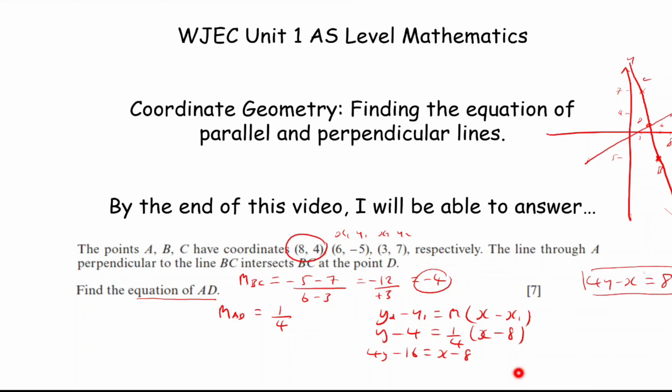Now just to see what this would look like, I'm going to make y the subject, use the gradient and intercept method. So 4y would be equal to x plus 8, sorry. And y would be equal to x over 4 plus 2.